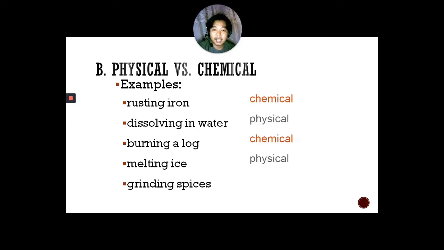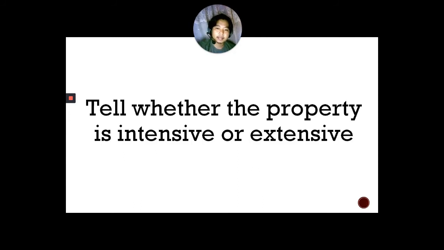So, you change the shape or the size, but it's still a meat. No? That is physical. So, ganon. Nagbago ba yung identity niya? If yes, that's chemical. If not, that's physical. So, that's how you identify the properties of matter.